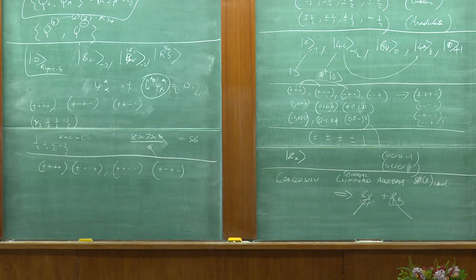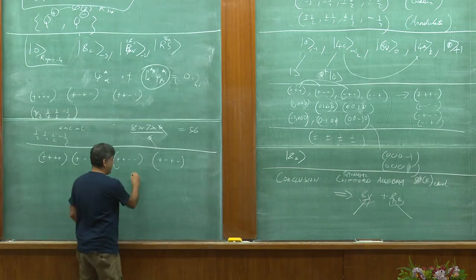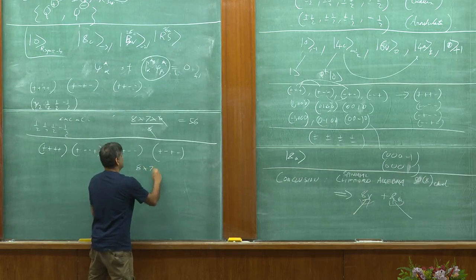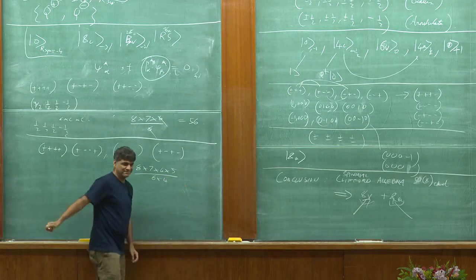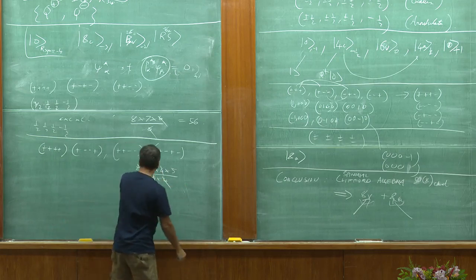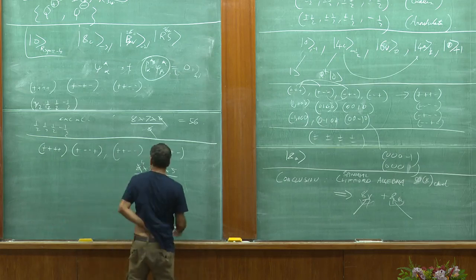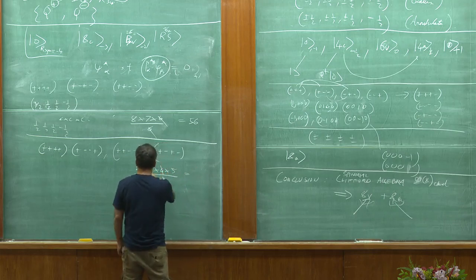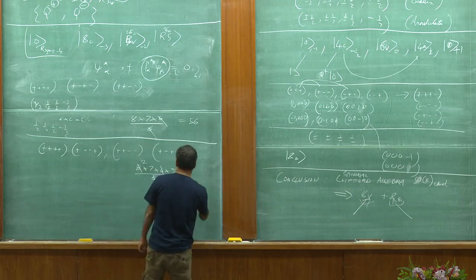Let's check how many states there are in this. The number of states here will be 8 times 7 times 6 times 5 divided by 4 factorial, which is 24. This is 28 times, this is 2. Thank you. Yeah, 70.